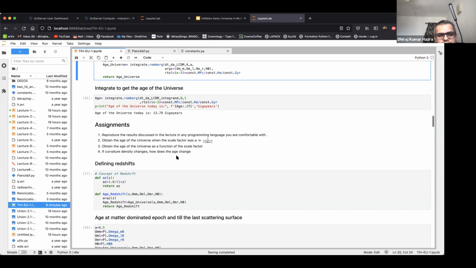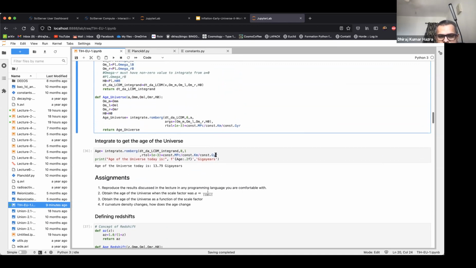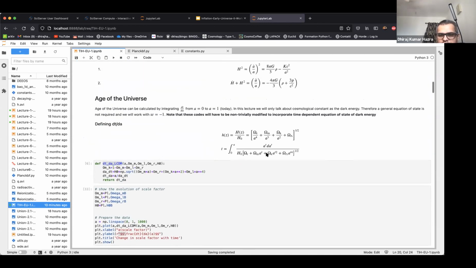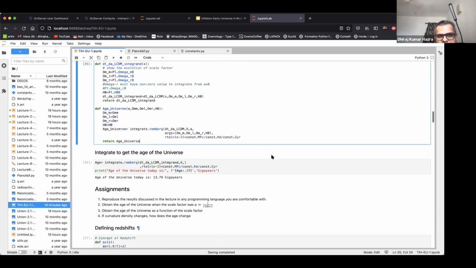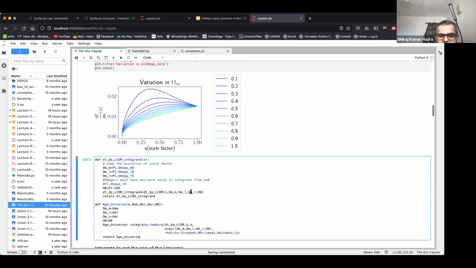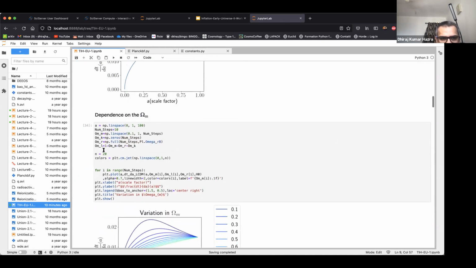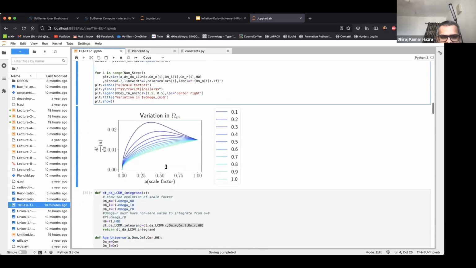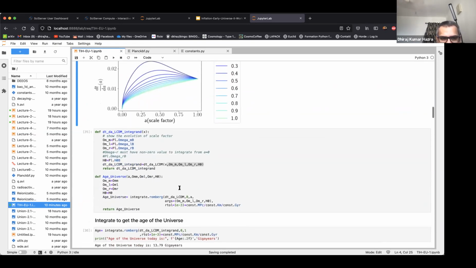Okay, so these are not difficult. The only non-trivial part is that if the curvature density changes, how does the age of the universe change? So what you do is that here you have to change the equations. Here you have to include the curvature, omega k, etc. And then you have to also change the integrands. And then here you have to define the omega curvature, and then here, for example, omega matter, omega lambda. Okay, let me just see one thing. Omega lambda is here defined as omega matter, omega r, omega k. Here it is, omega k is completely zero, as you can see. But if it is not zero, then you can simply go there and change the integrand.